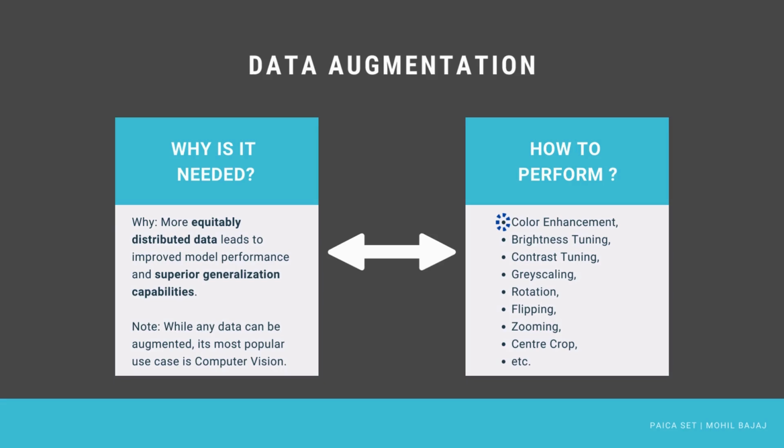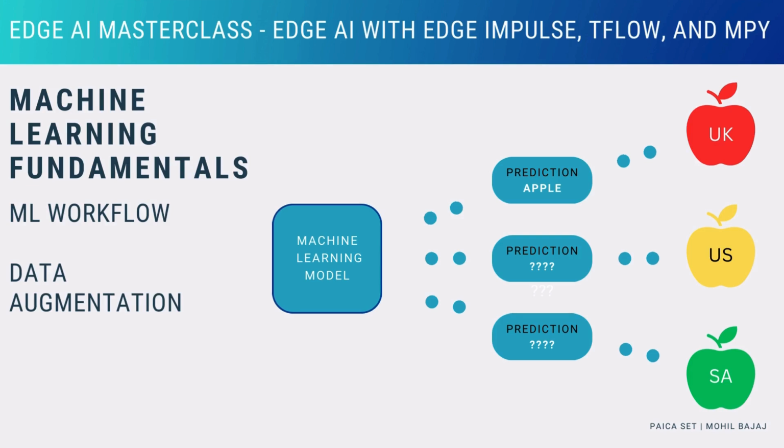The first one is color tuning. Altering colors can train the model to recognize objects with varying color profiles. For example, if a model is given only images of a red apple, it may fail to recognize some of the South African and the US varieties, which are green and golden in color respectively.